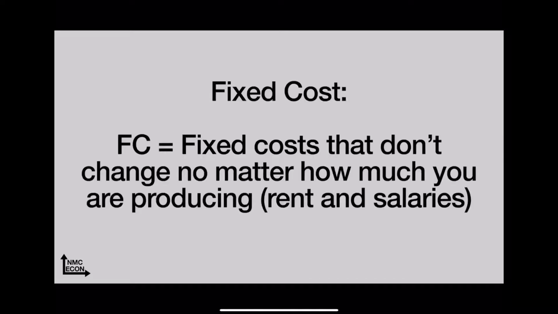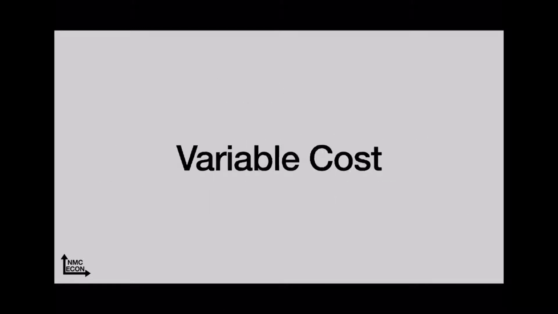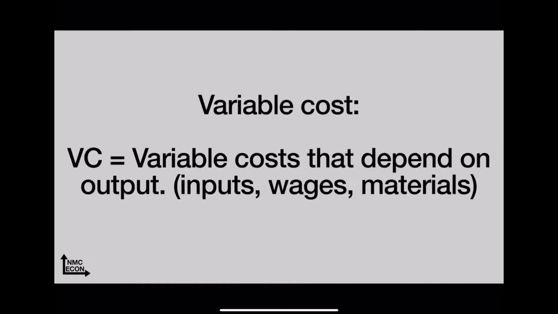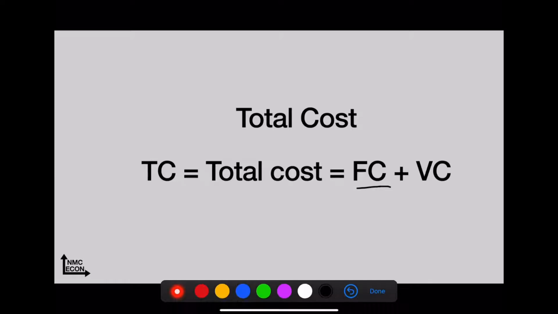Fixed cost. This is something that doesn't change no matter how much stuff you're producing, stuff like rent and managers' salaries. Variable cost. This does change depending on the output. Inputs, wages, materials. Say you run a pizza restaurant. Well, to make more pizza, your variable costs will increase based on things like pizza dough or ingredients, the people that work there, etc. Total cost. Just add up fixed cost and variable cost.